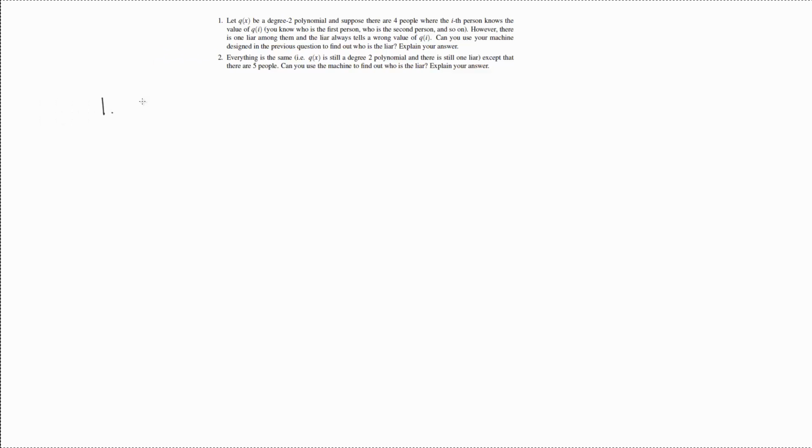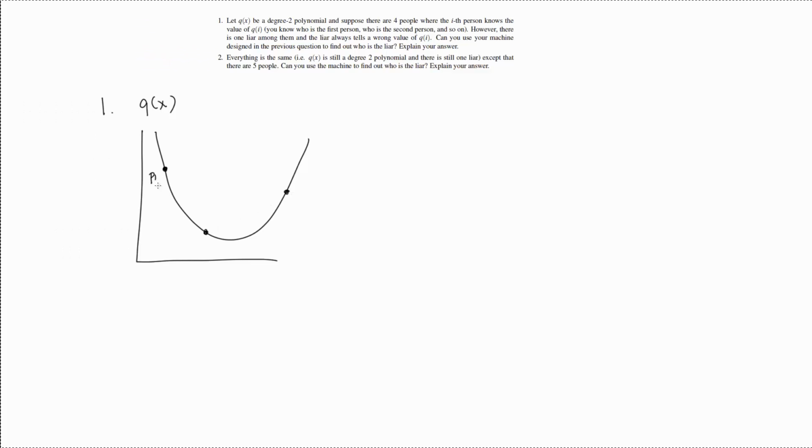In this problem, there is an unknown polynomial q of x of degree 2. We are given 3 points that lie on q of x. Call them P1, P2, and P3. We are also given one bogus point, P4, that does not lie on q of x. The question asks us if we can use the machine that we developed in part 1.4 to figure out which point is the bogus point.